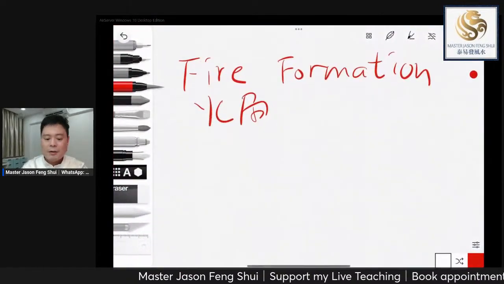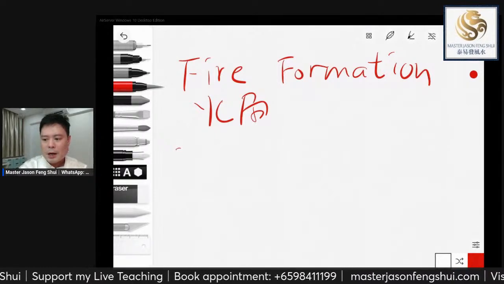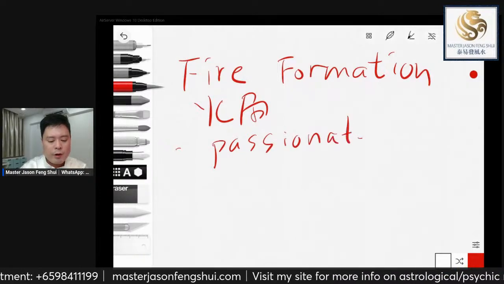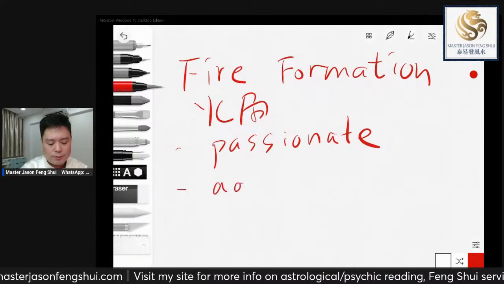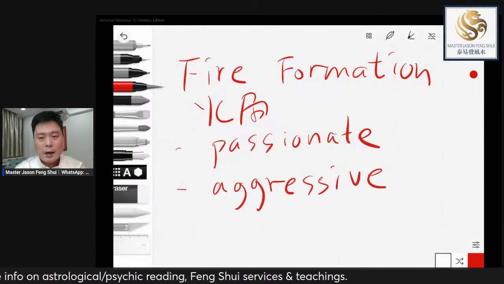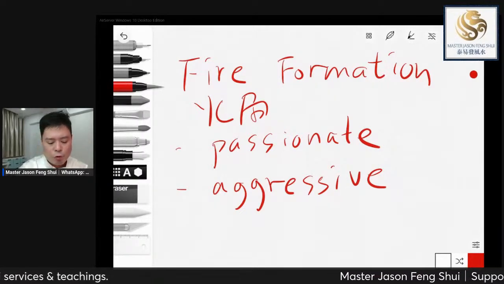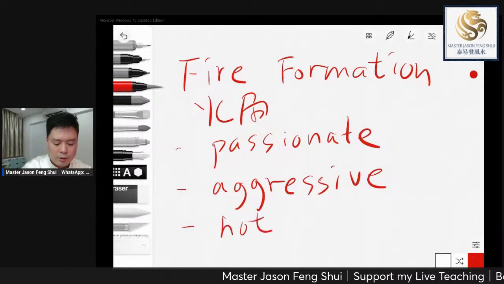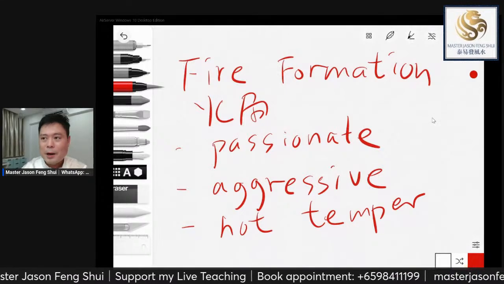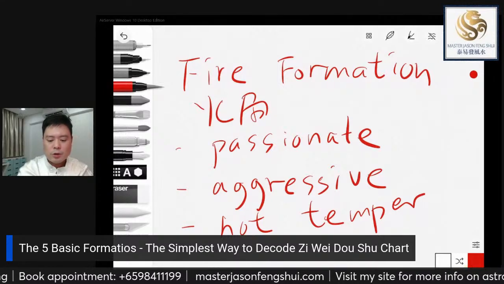People who have this fire formation usually are very passionate people. They usually are very aggressive also, which basically is having the fire characteristics. They can also be hot tempered. Anyone having this fire formation in your 紫微斗数 birth chart, you can just go and open your chart and check.